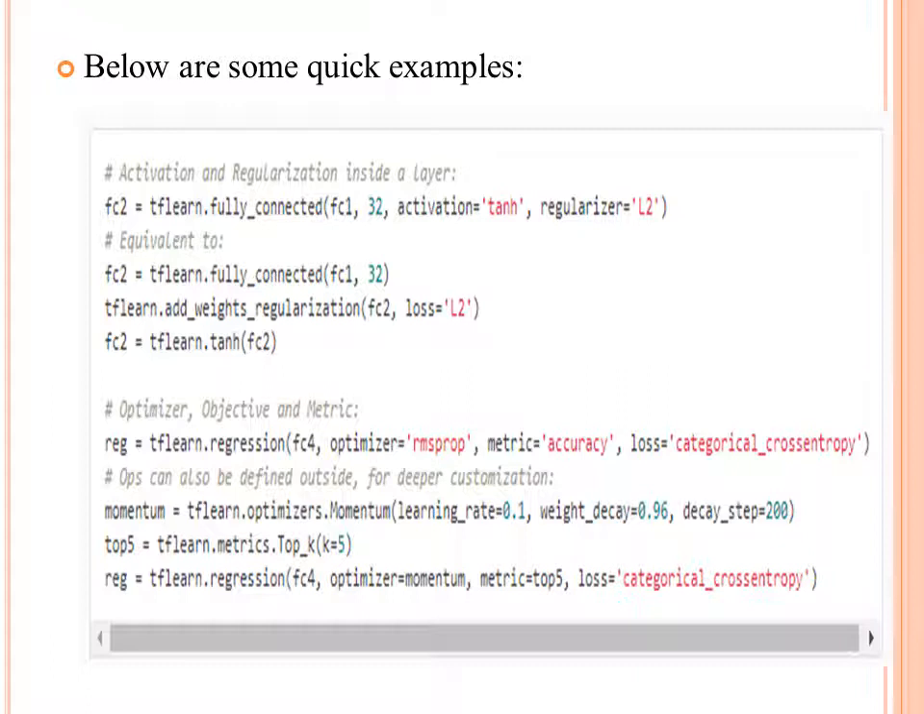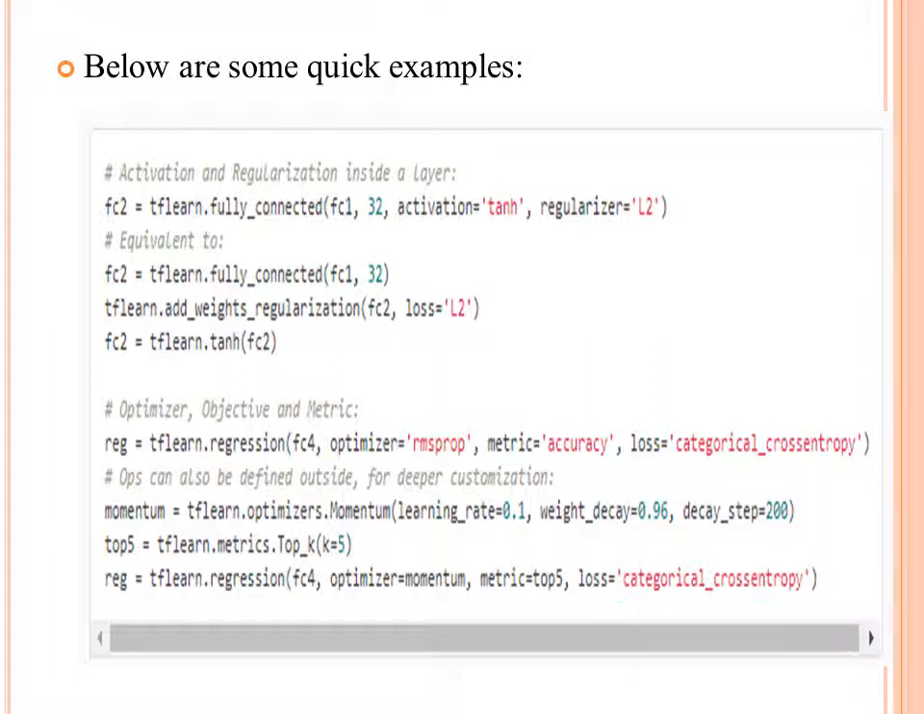Next, we have to define code for optimizer, objective and metric, and for this we are writing reg equal to tflearn.regression(fc4, optimizer is RMSProp, metric equal to accuracy and loss equal to categorical cross entropy). These operations can also be defined outside for deeper customization, which will contain code like momentum equal to tflearn.optimizers.Momentum, which contains learning rate equal to 0.1, weight decay equal to 0.96, and decay step equal to 200.